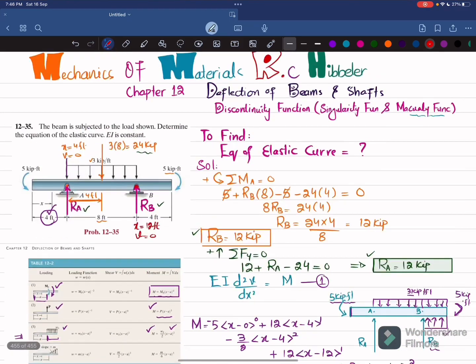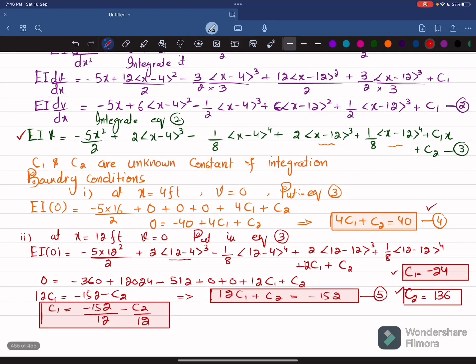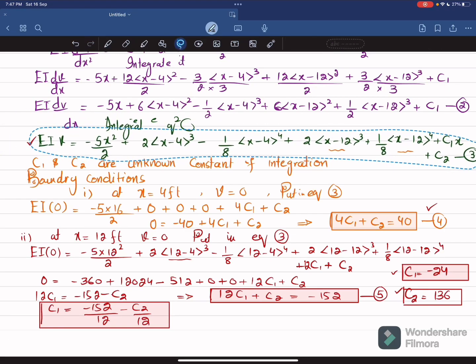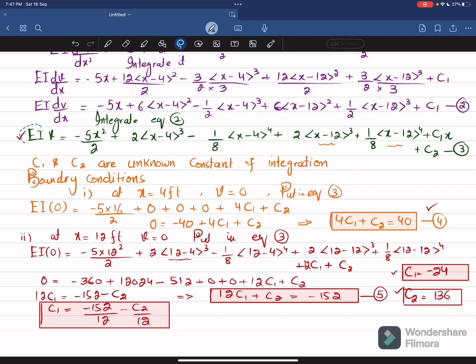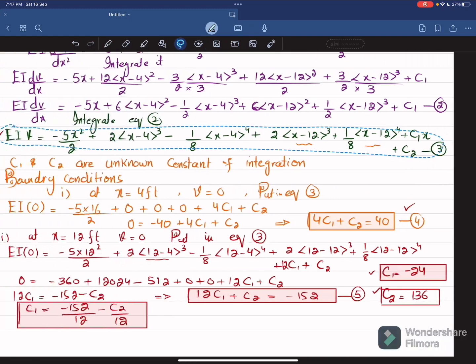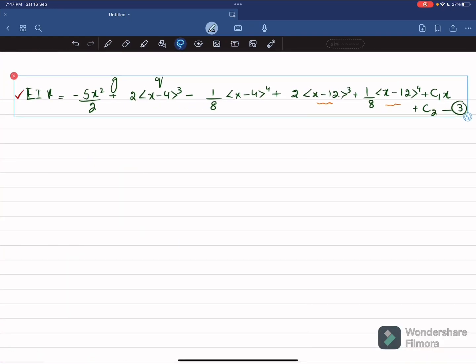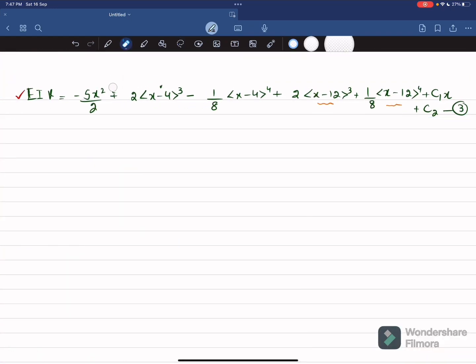So we have been asked to find the equation of the elastic curve. This is equation number 3. I will copy equation number 3 and we will move toward the next page. Let me copy it. Okay, so we'll remove these upper terms.